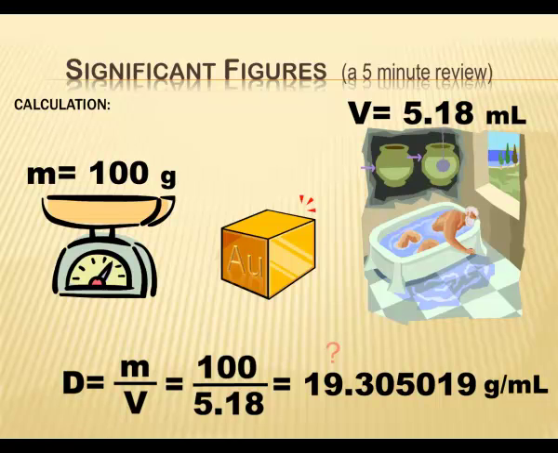19.305019. Where do you round? To what number do you round? Well, the mass has just one sig fig. The volume has 3. So the answer can only have one significant figure. So take 19.30, round it to 1 sig fig, and the answer becomes 20. The correct answer is 20 grams per milliliter.